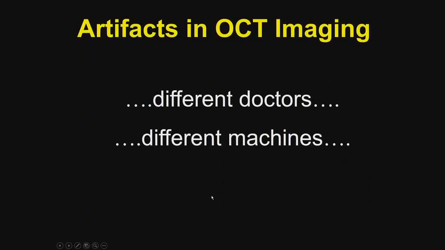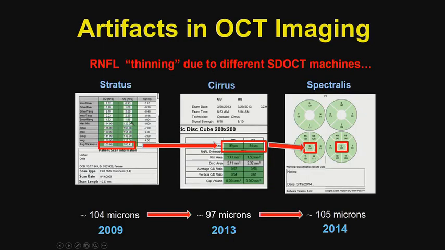So going over other artifacts that can be from different machines, this is a patient we had in clinic that we started out with a Stratus, had measurements around 104 microns for nerve fiber layer thickness. We upgraded to a Cirrus, so the patient had measurements that alarmingly went down. So this, of course, is worrisome for progression. But on a different day, the patient saw a different doctor who preferred the Spectralis machine, and the nerve fiber layer measurements went up again.